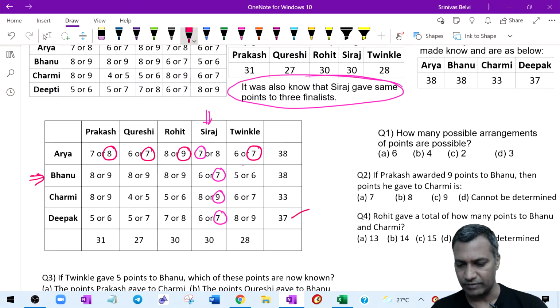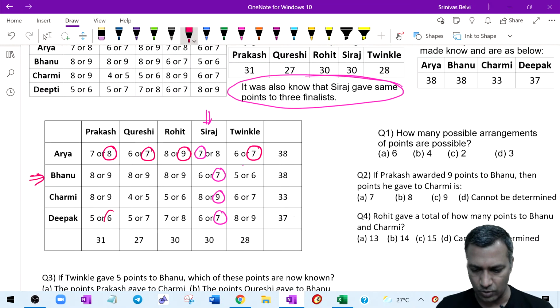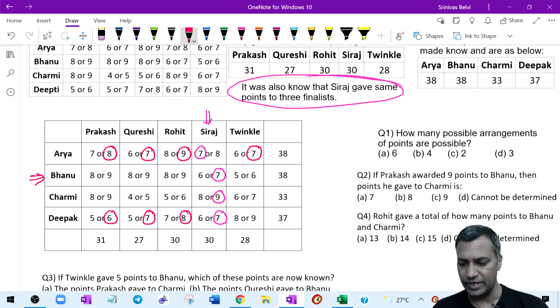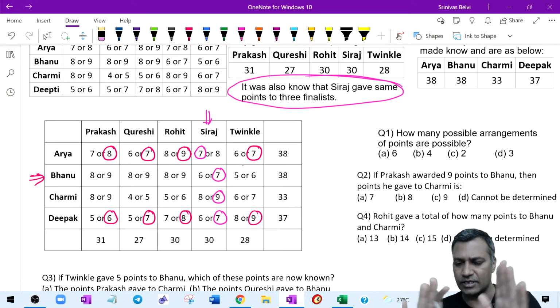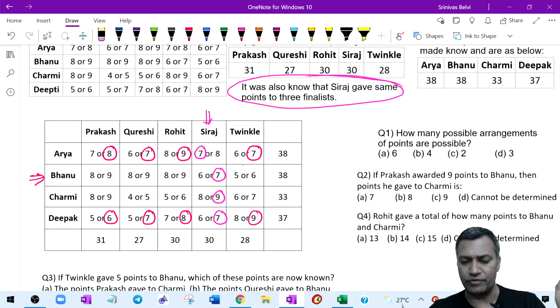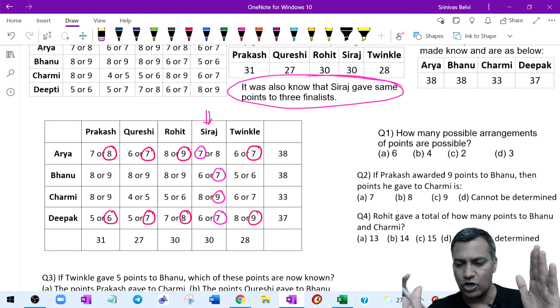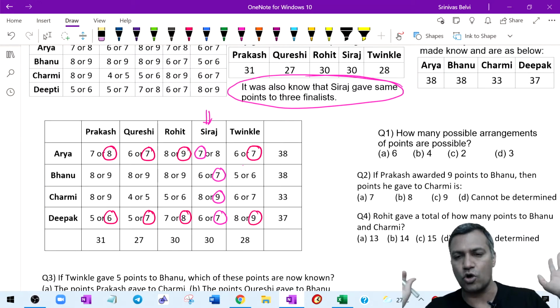Let's take a look at 37. 37 is a large number and there are some small numbers like 6, 7, etc. Let me add them. 6 plus 7, 13. 13 plus 8, 21. 21 plus 7, 28. 28 plus 9, 37. Oh, fine. It fits there. So Deepak I'm able to fit. What did I do? I took only the best numbers here. Deepak I could fit, Aryan I could fit, but I could not fit Banu and Charmi. For Banu and Charmi, I have to do a little bit of permutation and combination.